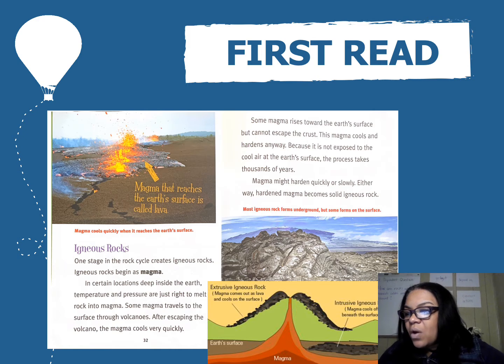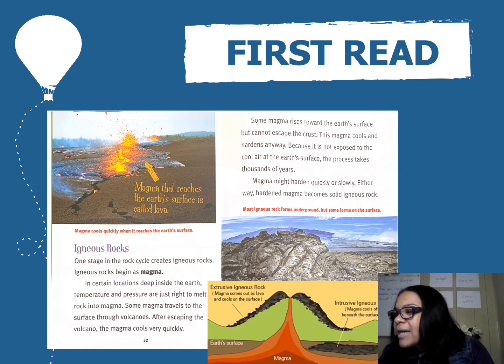Igneous rocks. One stage in the rock cycle creates igneous rocks. Igneous rocks begin as magma. In certain locations deep inside the Earth, temperature and pressure are just right to melt rock into magma. Some magma travels to the surface through volcanoes. After escaping the volcano, the magma cools very quickly.